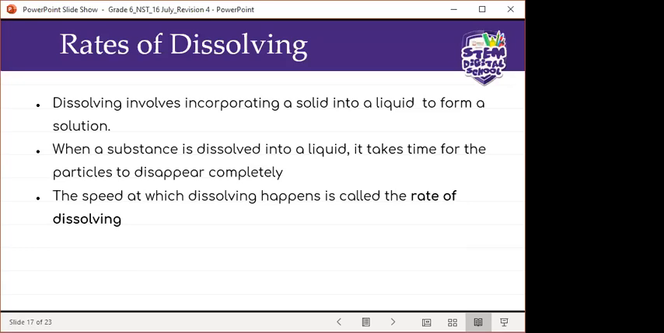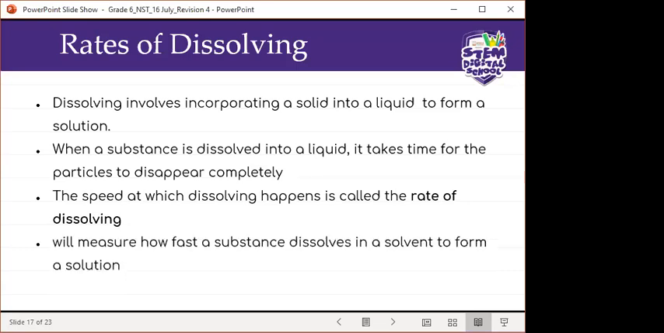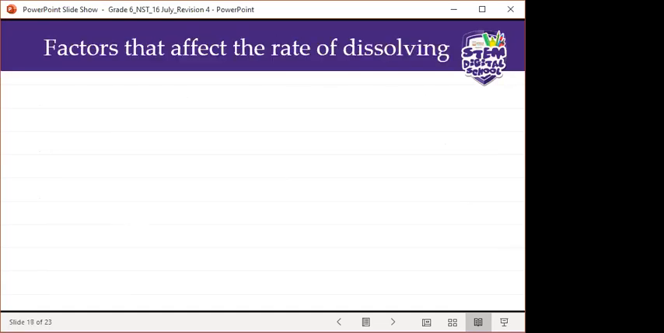Very important to note that the speed at which dissolving happens is called the rate of dissolving. And then we can measure how fast a substance dissolves in a solvent to form a solution. Okay, factors that affect the rate of dissolving.